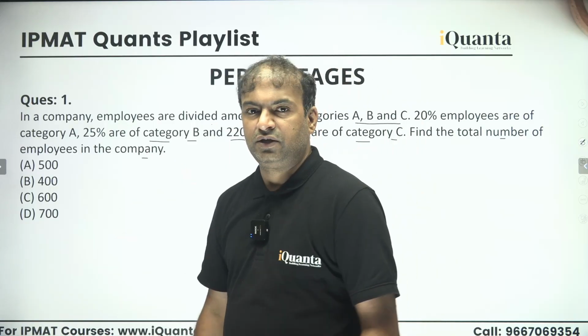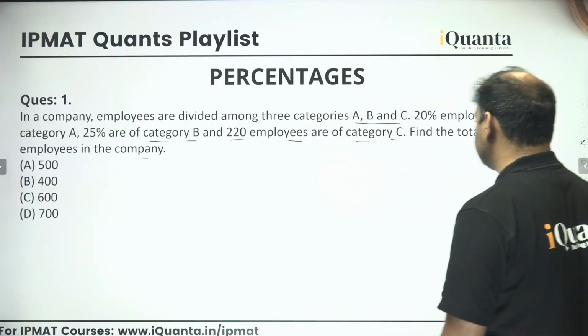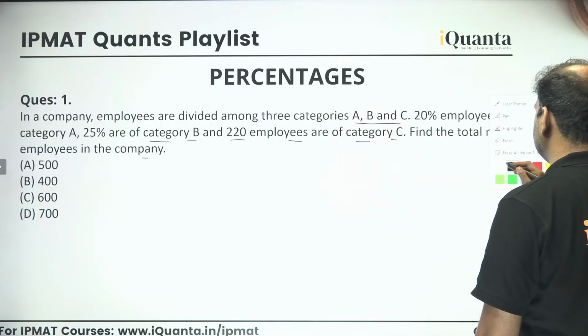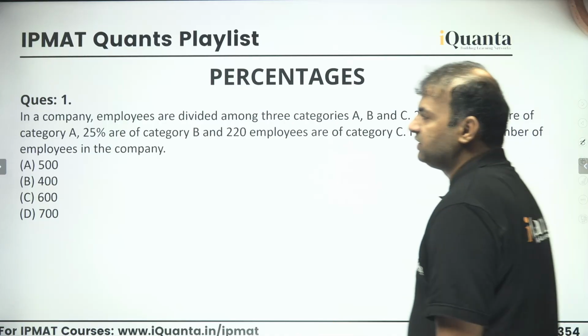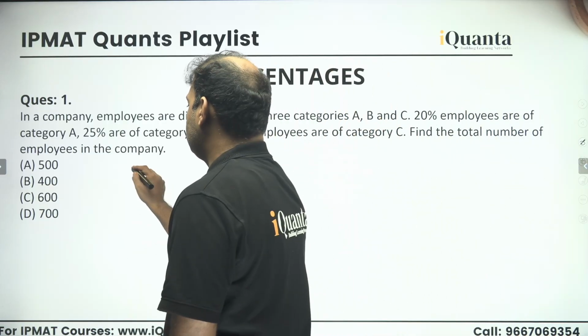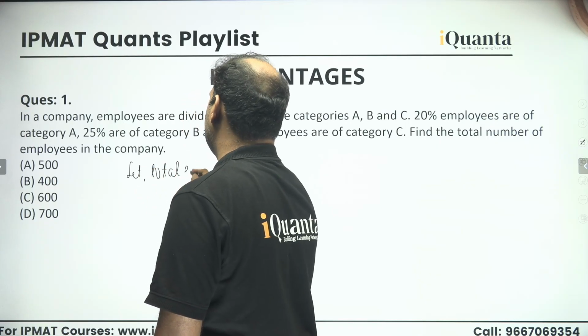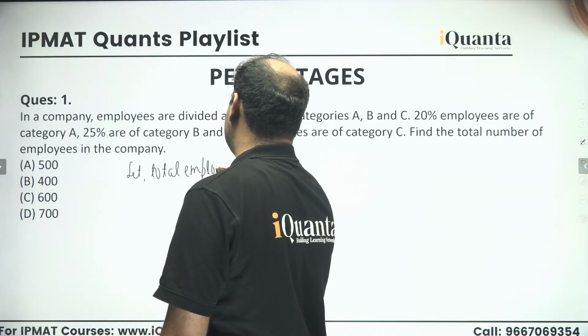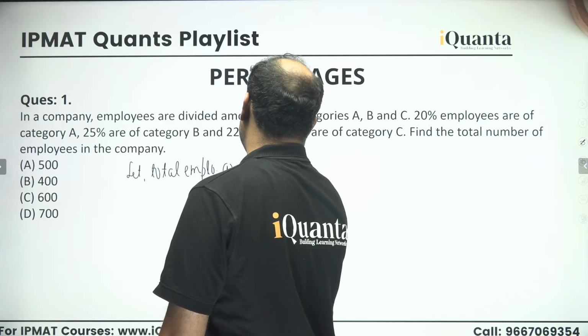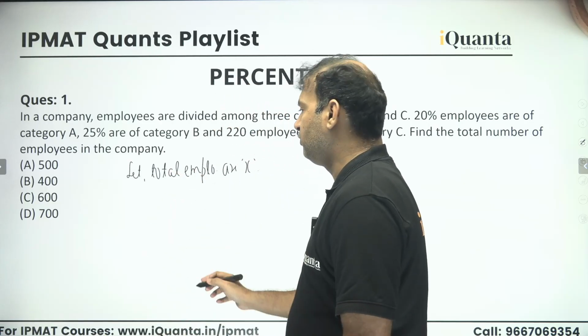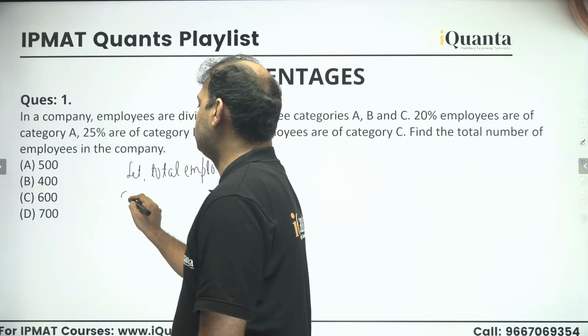Guys, first let me tell you how we used to solve these kinds of questions in school. In school, the first thing we used to do was assume that the total number of students is some variable. So let me do it in the same way. Let the total employees be X, right? And then we used to say that the total employees must be written in an equation. Total employees are what?